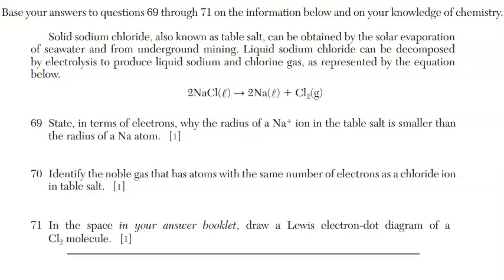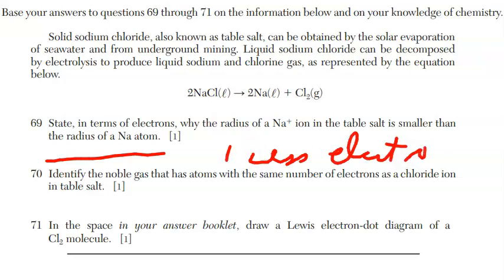It says to state in terms of electrons why the radius of the sodium ion in table salt is smaller than the radius of a sodium atom. Well, of course, the sodium ion has one less electron than the sodium atom. So one less electron makes the sodium ion smaller. Be careful anytime that you have to explain anything, double check that you did it in terms of what they were asking, and in this case, electrons.